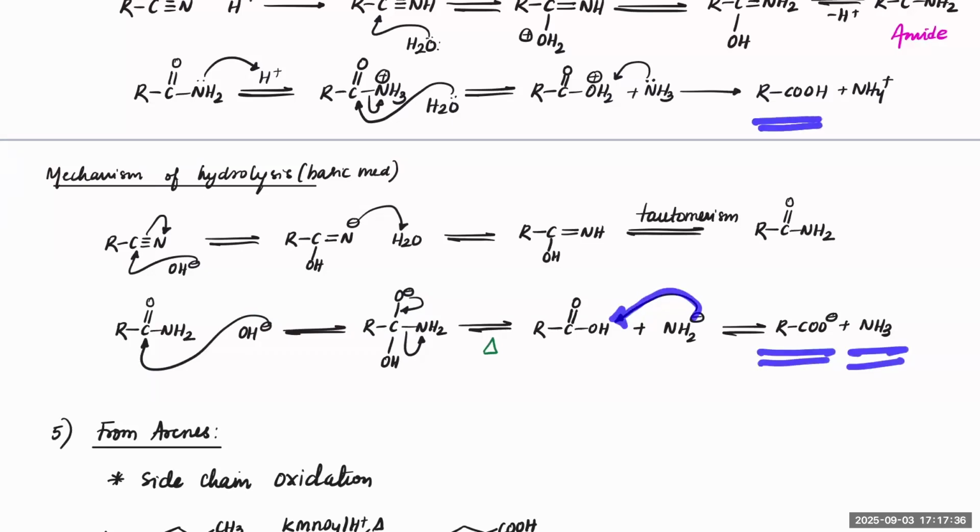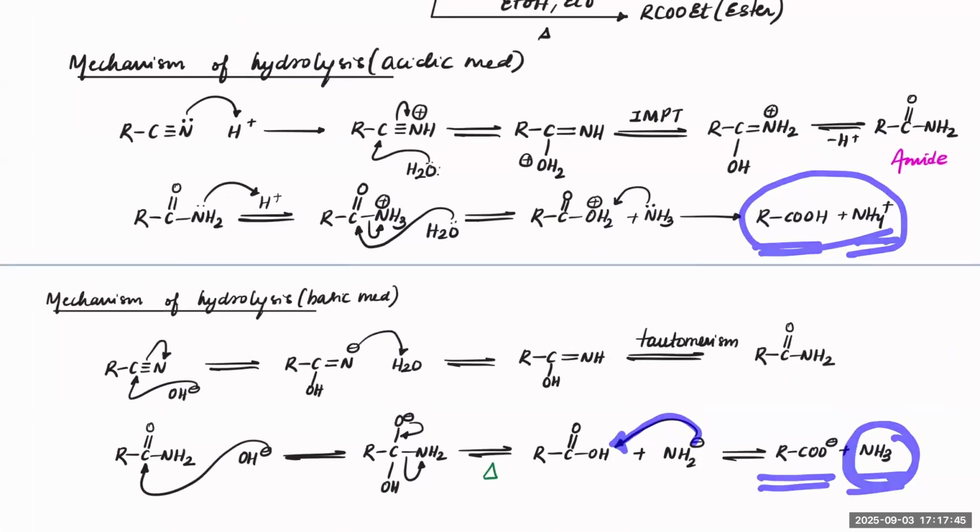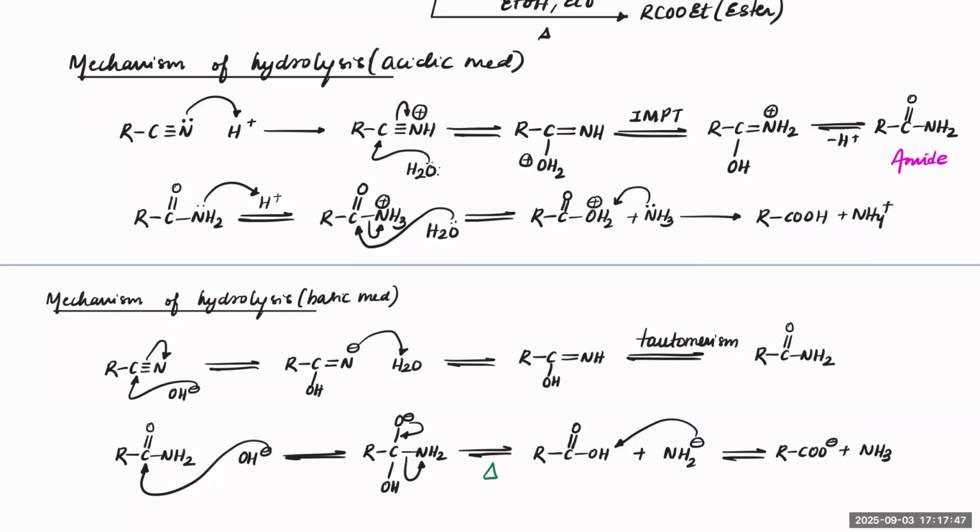See the difference between acidic medium and basic medium. In acidic medium, you will get ammonium ion. In basic medium, you will simply get ammonia. Please go through the mechanism quickly. Check.